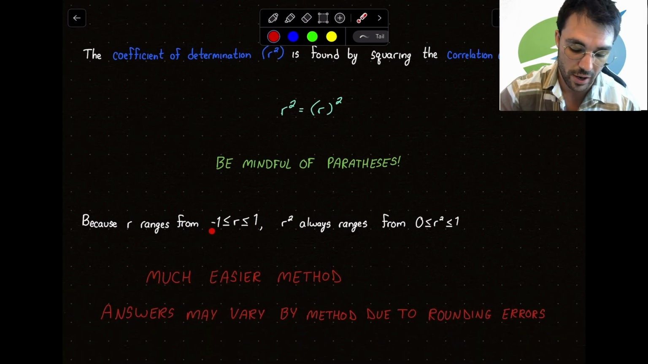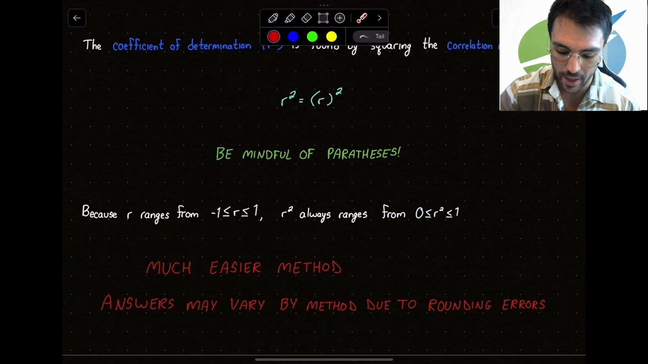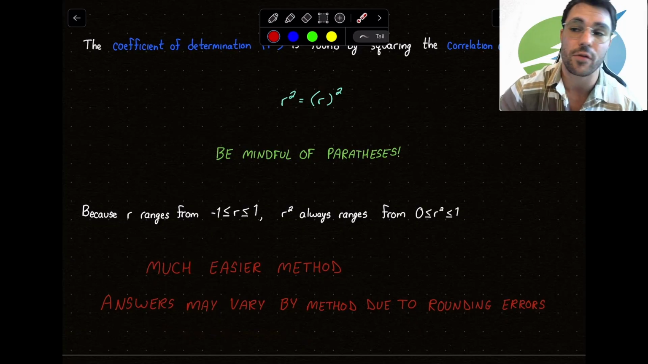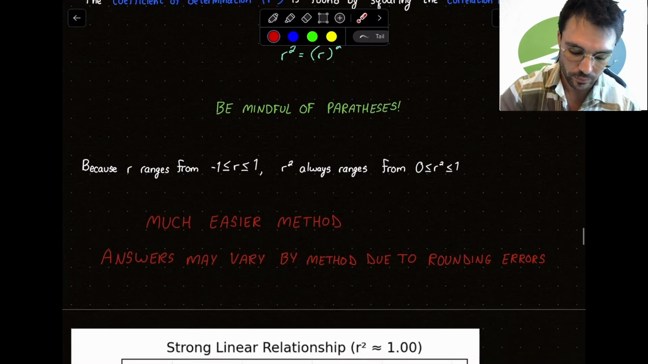R ranges from -1 to 1. R squared will always range from 0 to 1. This is definitely the easier method. And just be mindful, answers may vary slightly due to rounding errors. If you're off by a 100th or 1,000th, don't sweat it. If you're off by a 10th or in your ones place, that's worth rechecking your work.